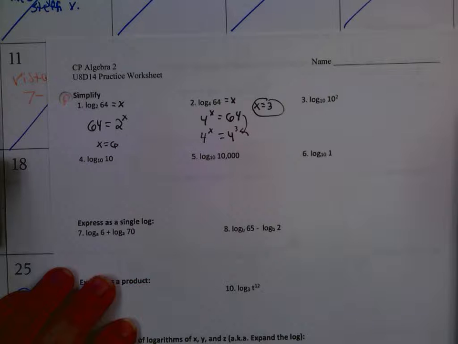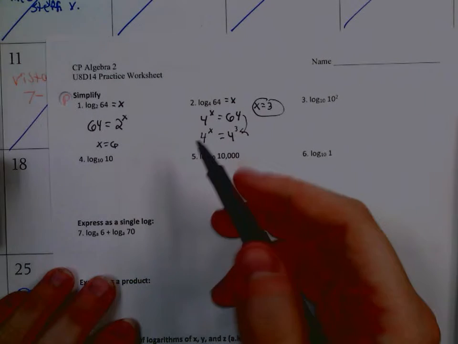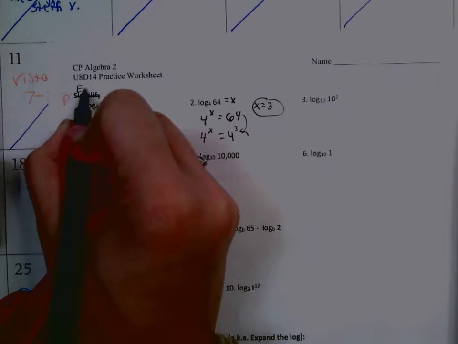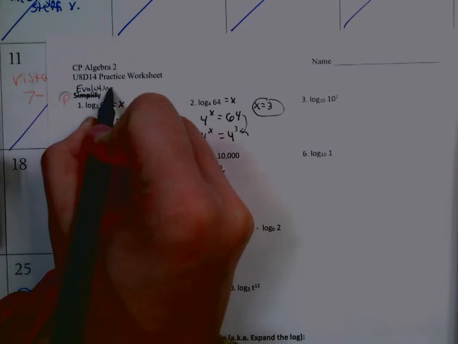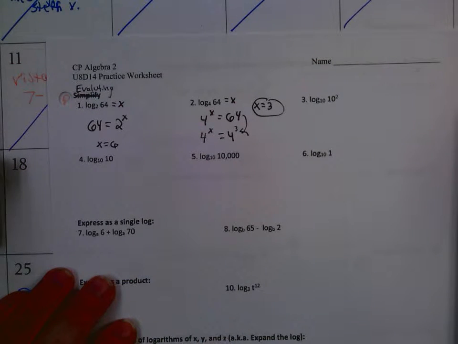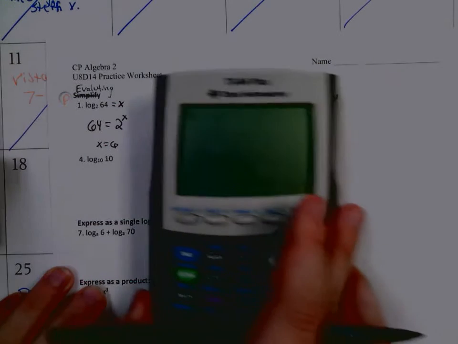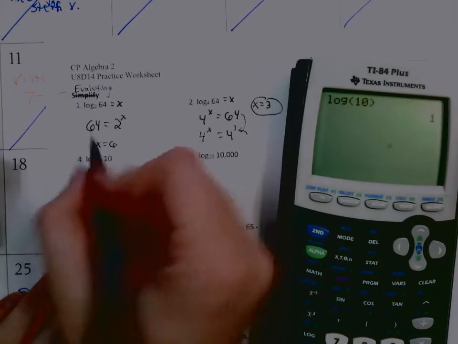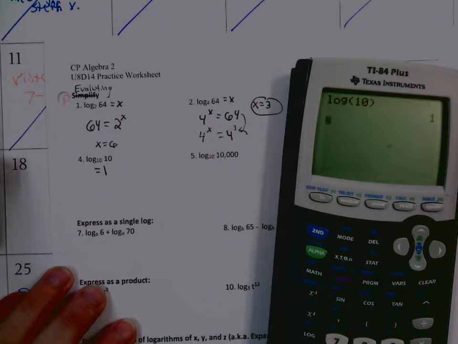In any problem like this, we've heard of this as evaluating before. But whatever it says, simplifying, you are just solving for x or finding that value. Number 4, you could easily type into the calculator. You would hit the log button, and then log base 10 is assumed, so you would just type in 10. It gives you an answer of 1, so you know that this simplifies to just 1.